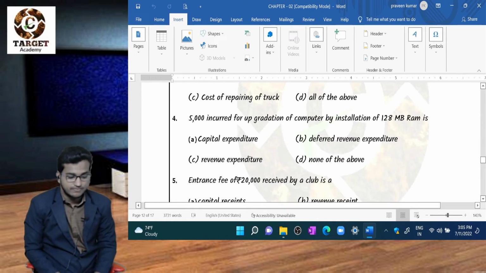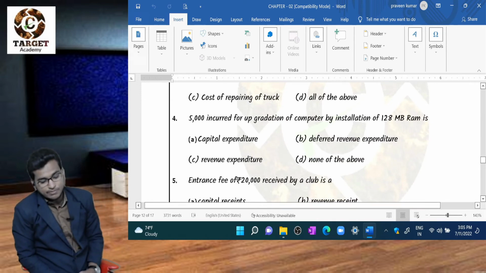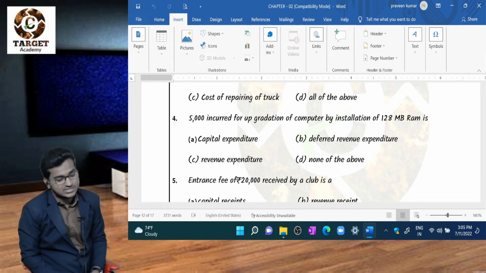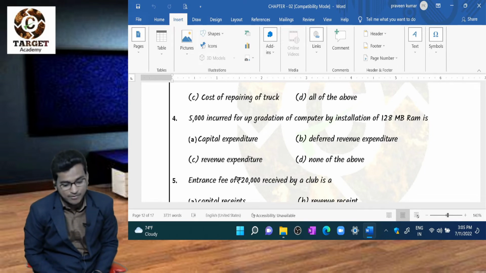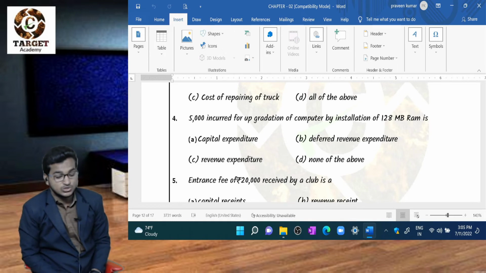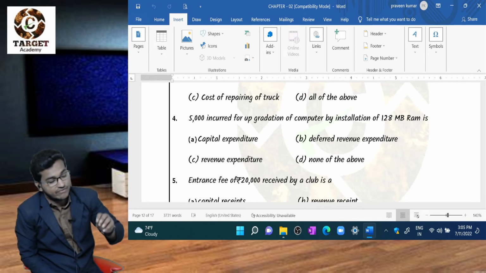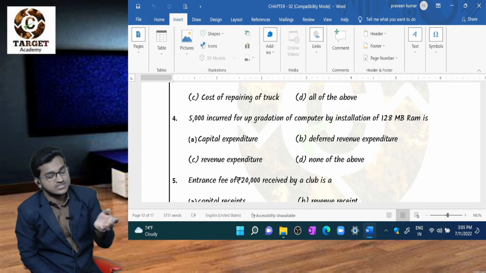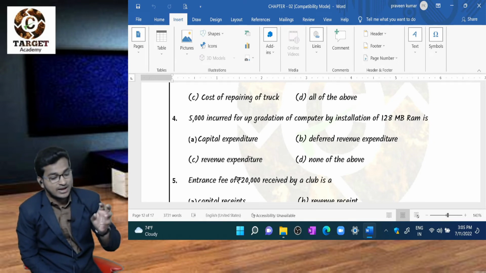Question number 4. 5,000 rupees incurred for upgradation of a computer by installation of 128 MB RAM. We are installing one more 128 MB RAM. That means we are increasing the efficiency of that computer, that asset. So that is capital expenditure.